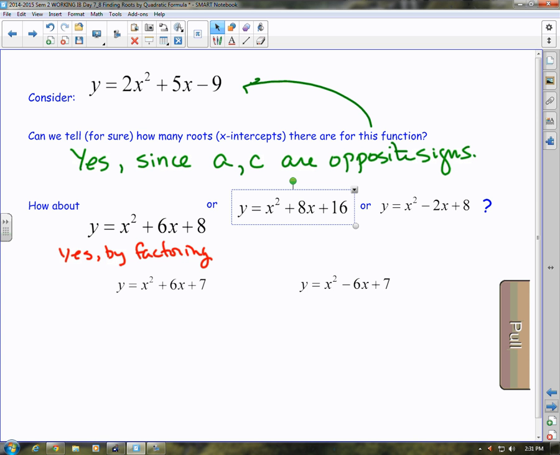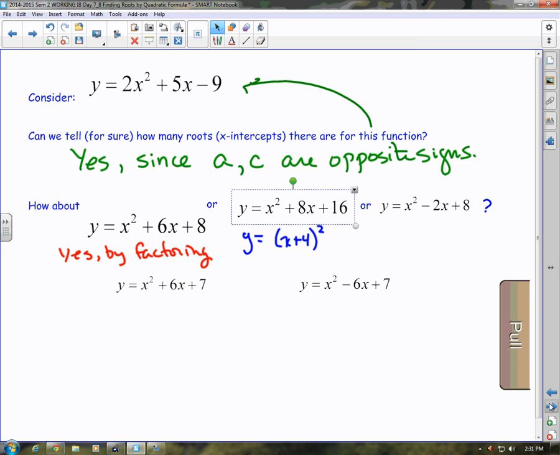Because when you factor this one, and if you complete the square on this, it actually completes the square to be this. X plus 4 squared. In other words, there are 2 factors, but they're identical. So we would say that there's really just one factor or one root.